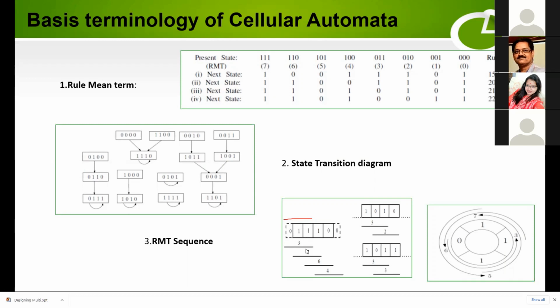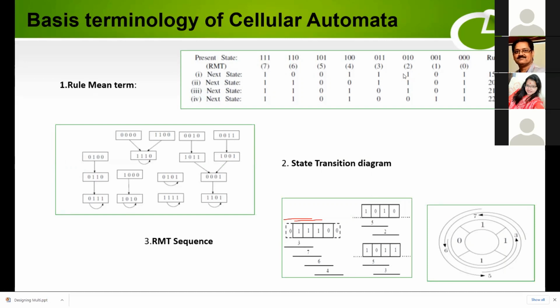Next we shift our window by one, and this 1 1 1 gives us the decimal equivalent 7. This way we can achieve a sequence of RMTs, which is called the RMT sequence. Based on this RMT sequence, we derive the next state. If I have this set of rules, and my RMT sequence is 3 7 6 4, then what will be our next state?